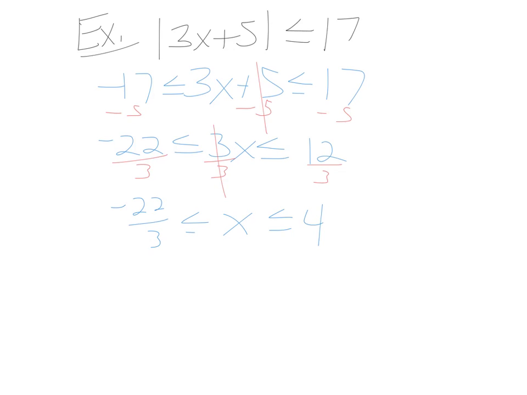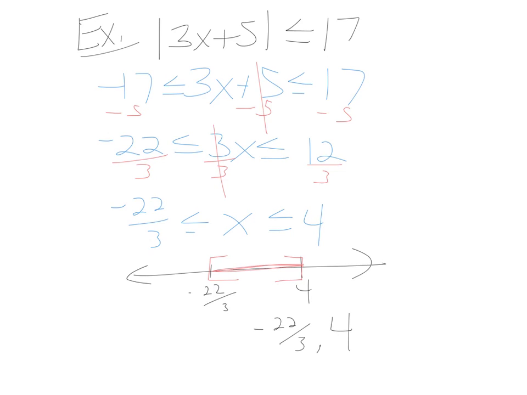On a number line, -22 thirds and 4. The x is in between, so our graph runs in between. We have the equal to's, so we need brackets. Interval notation, farthest left is -22 thirds. That's our start from left to right, and then on the right is 4. That's our stop, and we have brackets this time. That's interval notation.